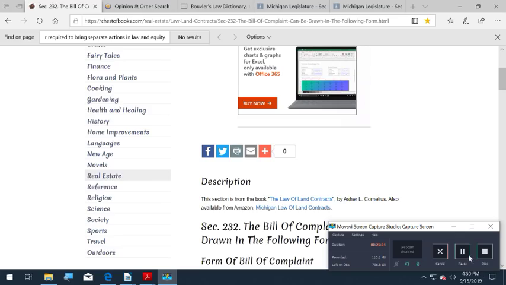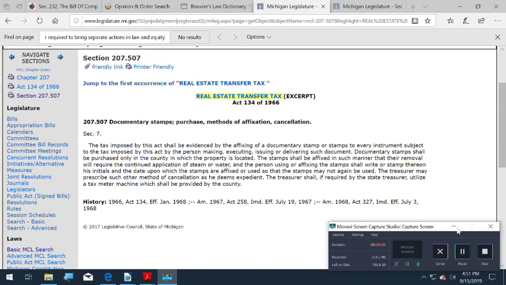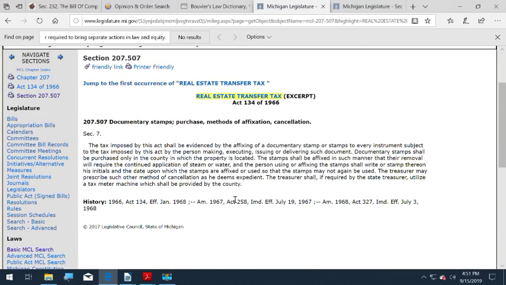Okay, hang on a second. Got some more. Okay, then, sticking with the real property theme. In Michigan, they have a thing called the real estate transfer tax. Right? And they put these documentary stamps on the document, and then they're supposed to be canceled. And that's according to MCL 207.507, documentary stamps, purchase, methods of affixation, and cancellation.